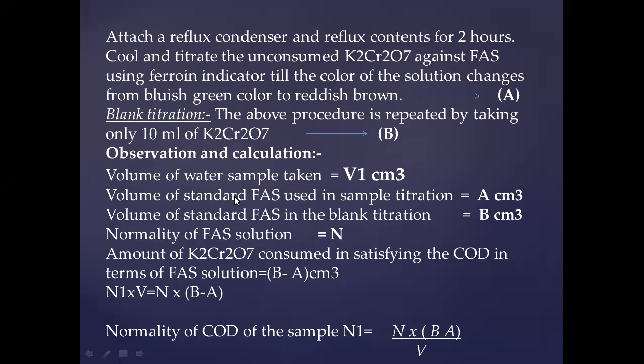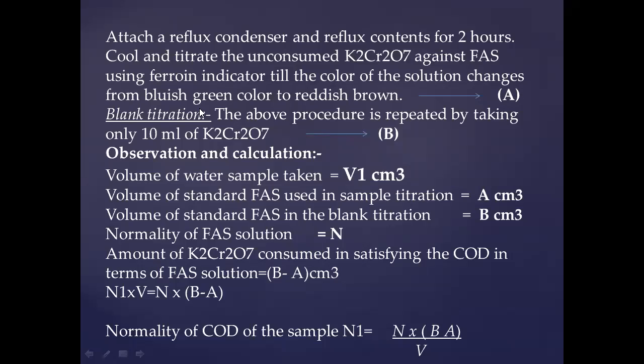Once it is boiled, it is cooled and titrated against FAS. That is, the unconsumed K2Cr2O7 is titrated against FAS using ferroin as an indicator till the color of the solution changes from bluish green to reddish brown. This titration is called the sample titration, and the amount of FAS consumed is represented as A. Then we go for a blank titration.